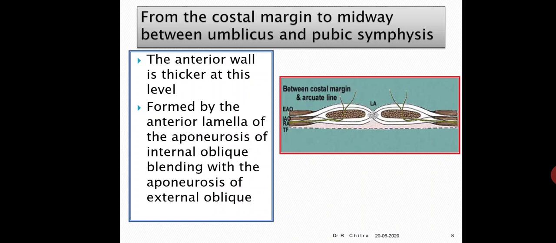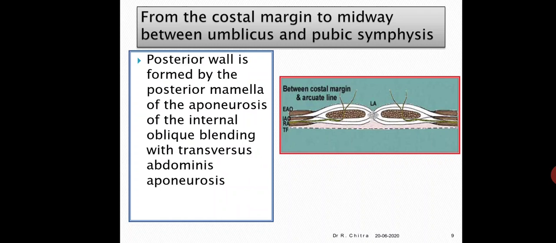So the anterior wall is thicker at this level, formed by the anterior lamella of aponeurosis of internal oblique and the aponeurosis of external oblique. Anterior lamella, that is the split layer, the anterior layer of the aponeurosis of internal oblique. Posterior wall will be formed by the posterior lamella of the aponeurosis of the internal oblique, blending with the transversus abdominis muscle. So at this level the internal oblique splits and joins with the external oblique in the anterior wall and joins with the transversus abdominis in the posterior wall.